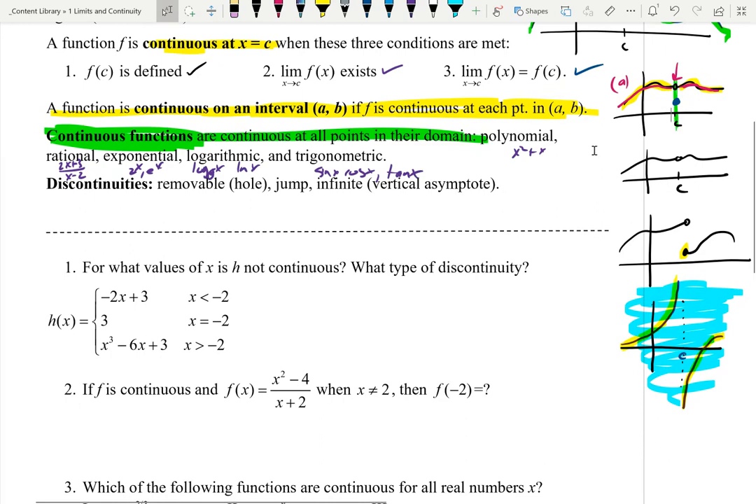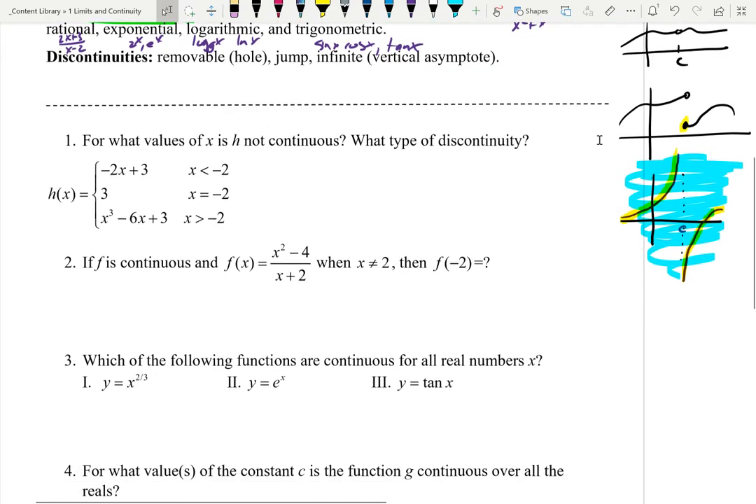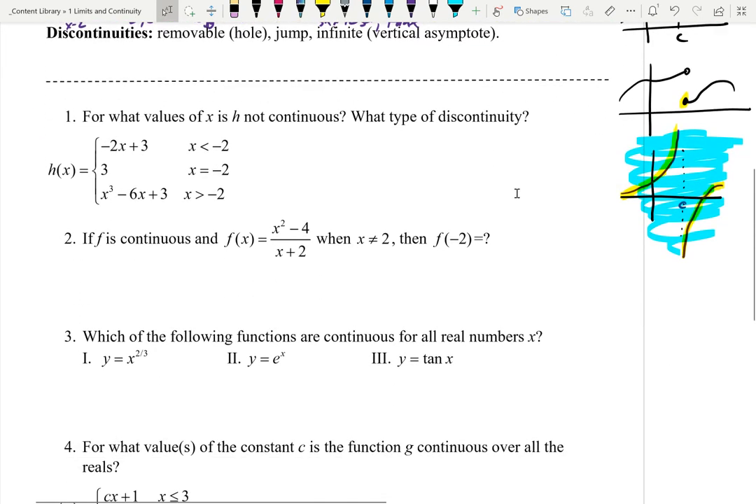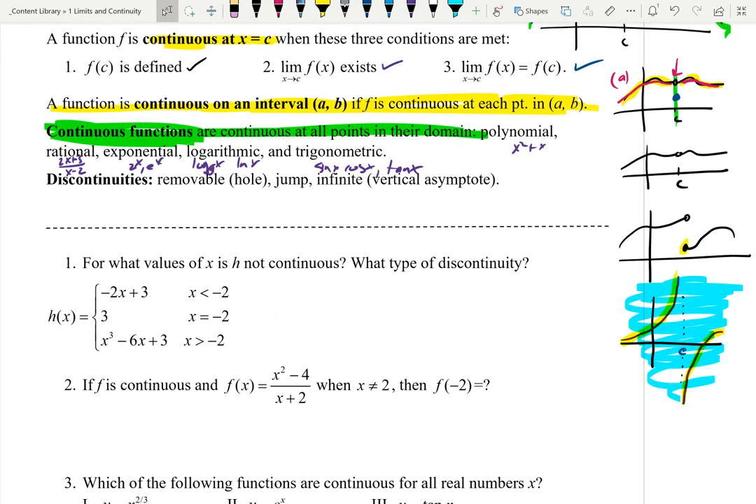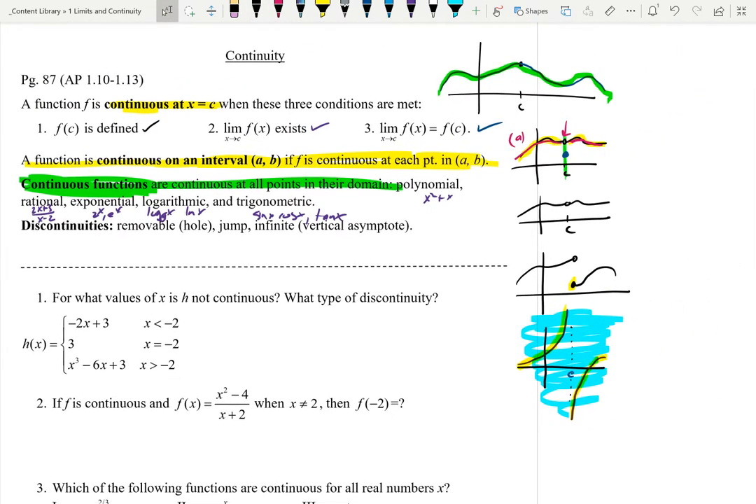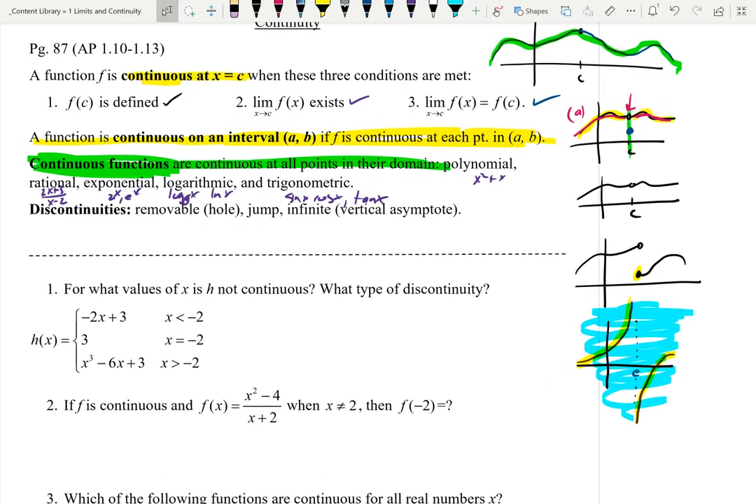All right. So here's number one: what values of x is h not continuous, and then what type of discontinuity do we have? So, I wanted to talk about the discontinuities before I do that. There are essentially three types of discontinuities. There are removable discontinuities. A removable discontinuity is simply a hole in the graph.